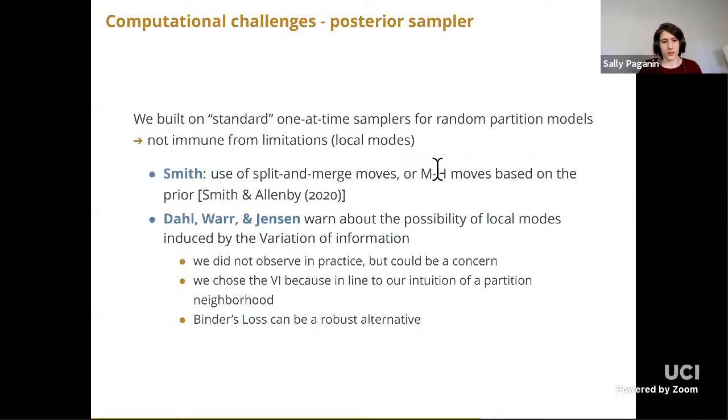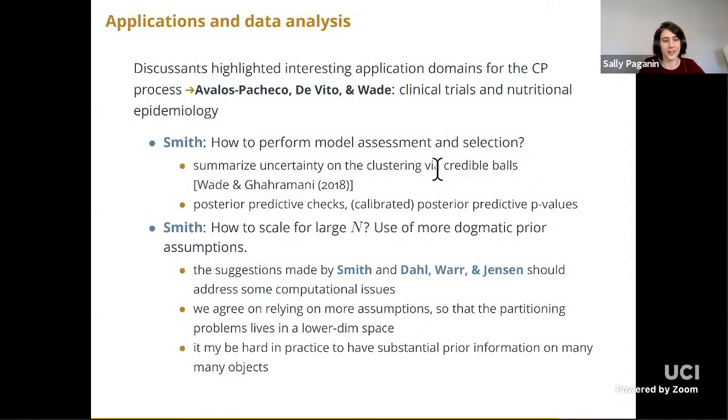Also, Dahl, Warren, and Jensen point out the possibility of getting stuck in local modes because of variation of information. I have to say that we did not observe that in practice, but we agree that this could be a concern, and totally agree that Binder loss could be a robust alternative. We actually chose the VI thinking of the prior, of how we can describe it. It was in line with our intuition of a partition neighborhood, but we are not tied to that.